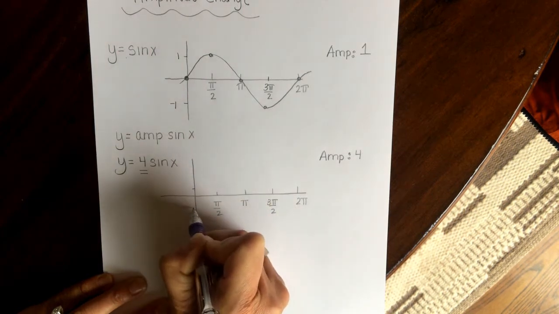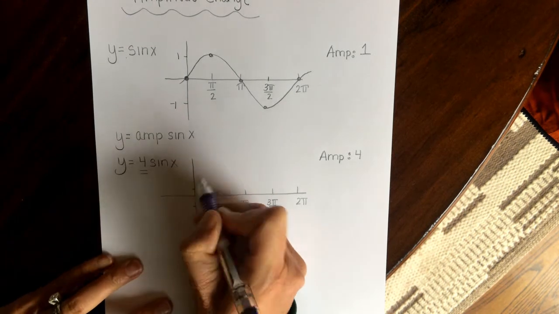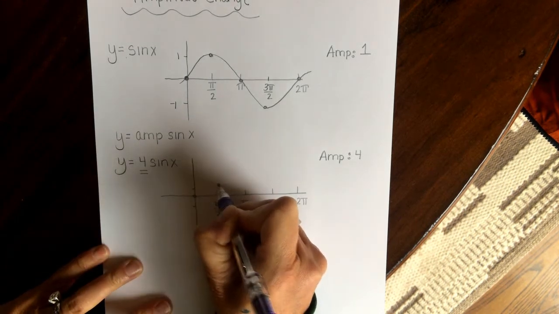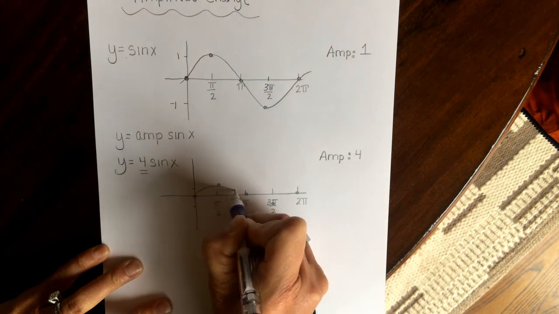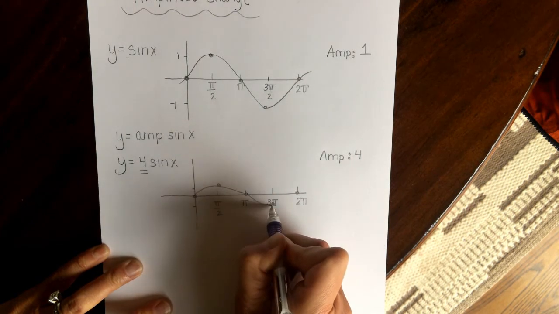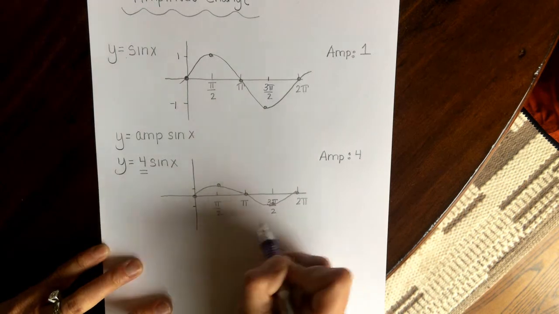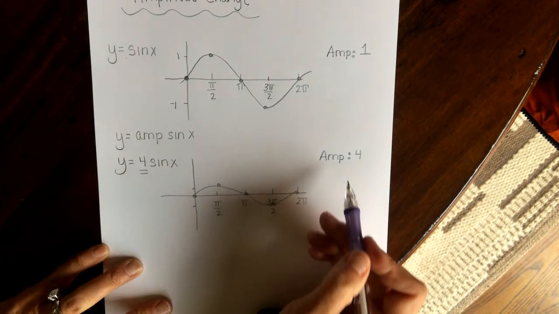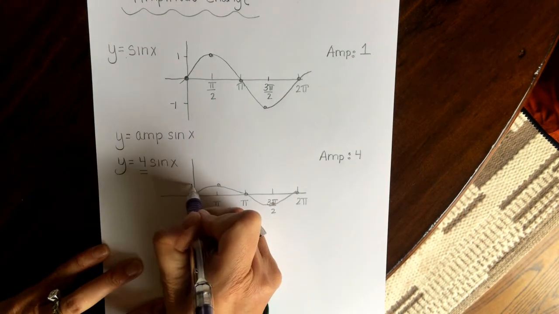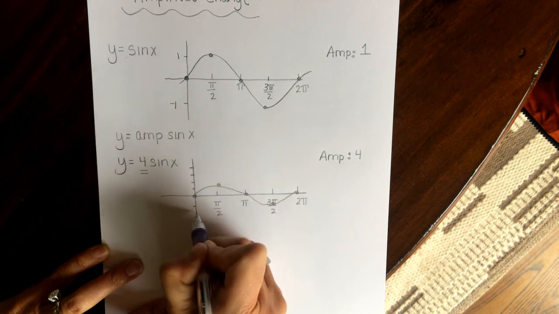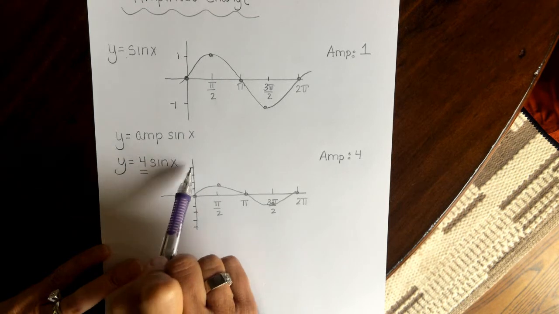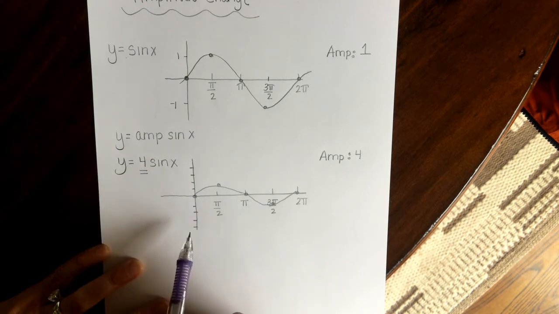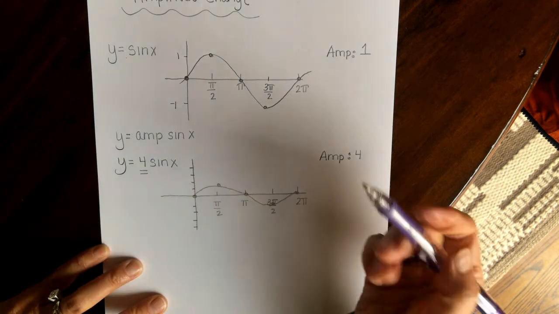Now, I'm just going to make it a little bit tighter here. So right now, this is my parent function. I went as high as 1 and as low as 1. But I'm going to change my amplitude to 4. Now that doesn't mean necessarily always your max is going to be 4 and your minimum is going to be 4. It has to be the distance from the midline.